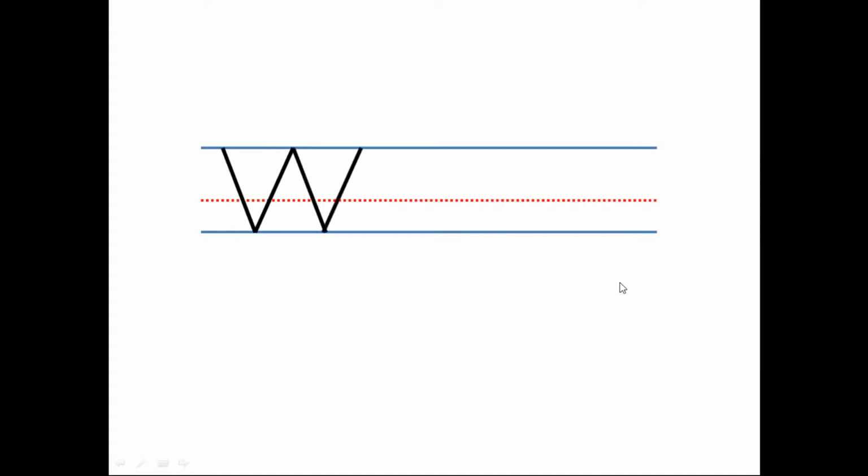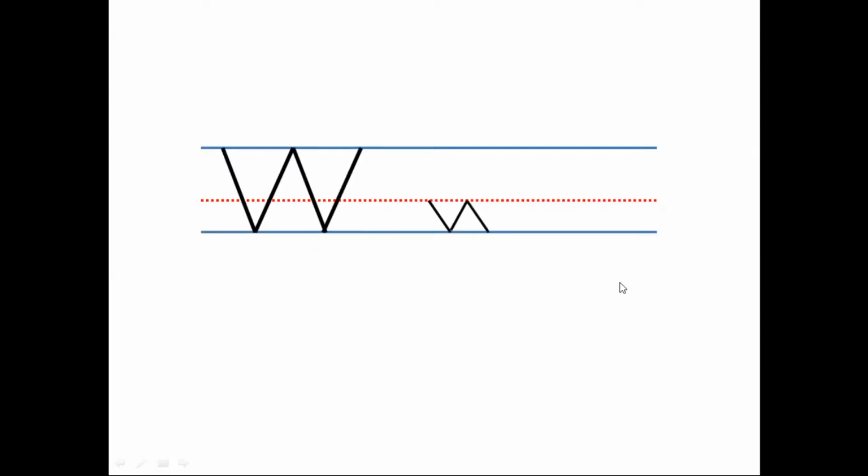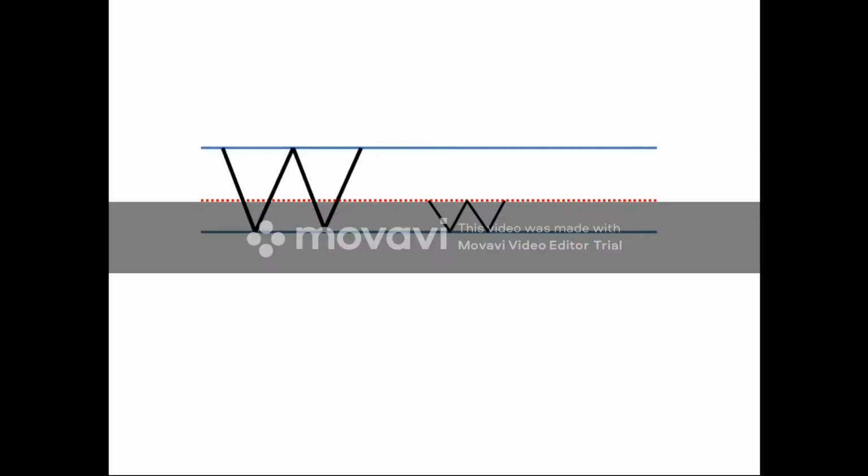Capital W. Small w, write from the middle line. We'll start right from the middle line. Do a diagonal line from the middle line to the bottom. Again, from the bottom to the middle line. From the middle line to the bottom. From the bottom to the middle line. Small w. Capital W, start from the top. Small w, start from the middle line.